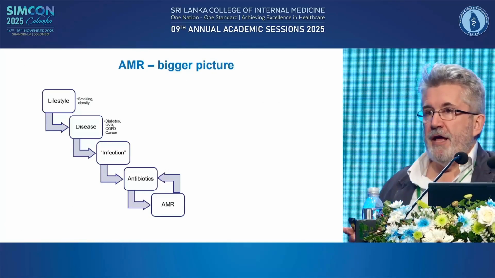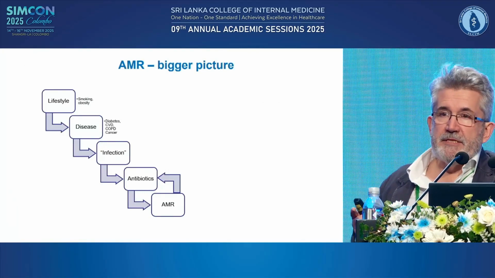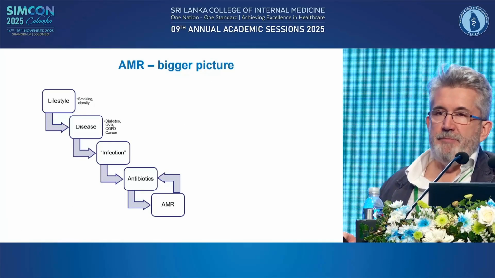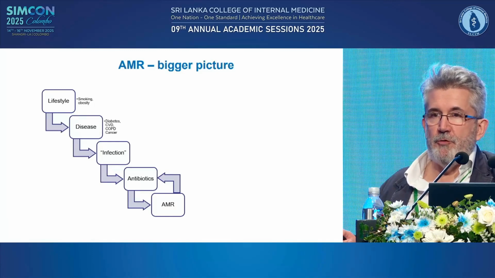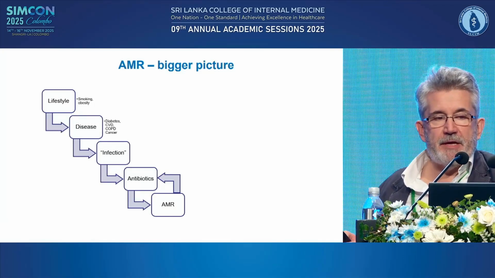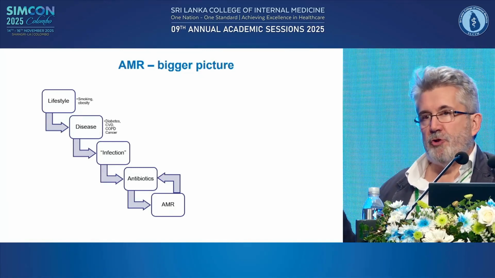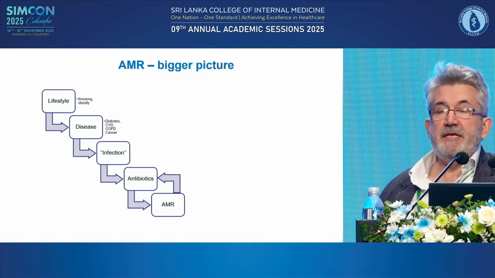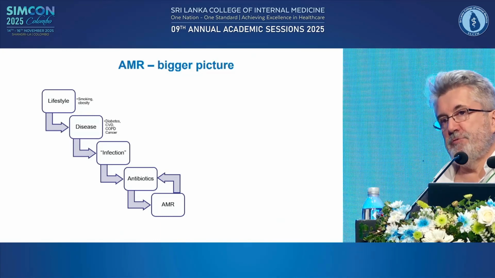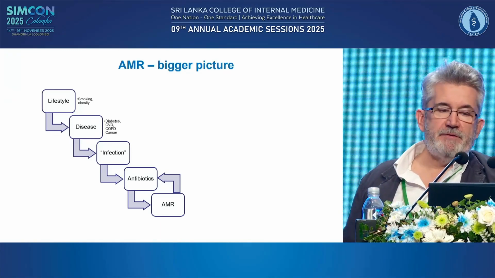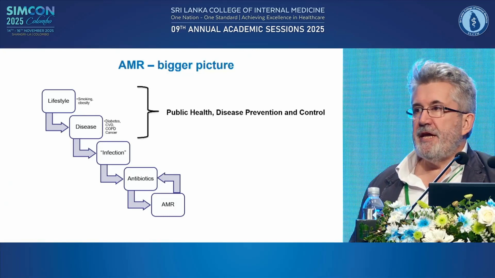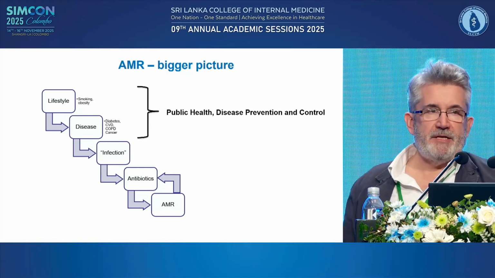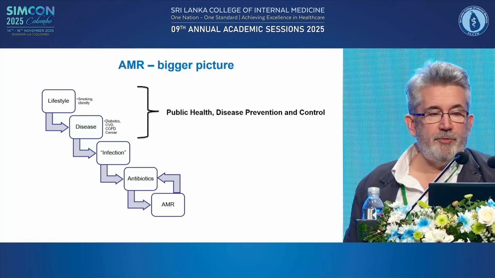So the bigger picture, and we had an excellent presentation earlier, highlighting what a big issue diabetes is for this part of the world. We know that diabetes is an epidemic, and these lifestyle factors that drive disease, whether it's ischemic heart disease, diabetes, smoking, and COPD, these are the things that drive infections, which drives antibiotic use, which drives antimicrobial resistance. So we need to take a bigger view of controlling antimicrobial resistance and go back to the fundamental causes, which is ill health within our populations.